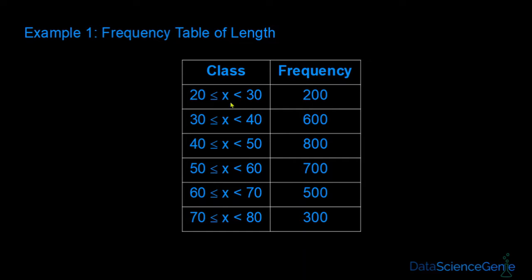Note also that the upper boundary of a class, the upper limit, 30, of this class, is equal to the lower limit of the next class, 30 here. This would ensure that the bars of the histogram are adjacent to each other, they are touching. So let us insert this frequency table into the application.